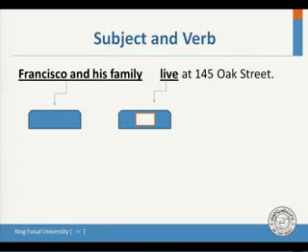Now, every sentence should have a subject and a verb. Look at this sentence. Francisco and his family live at 145 Oak Street. Francisco and his family is the subject in this sentence. Live is the verb in this sentence. So we have subject plus verb. Francisco and his family live.